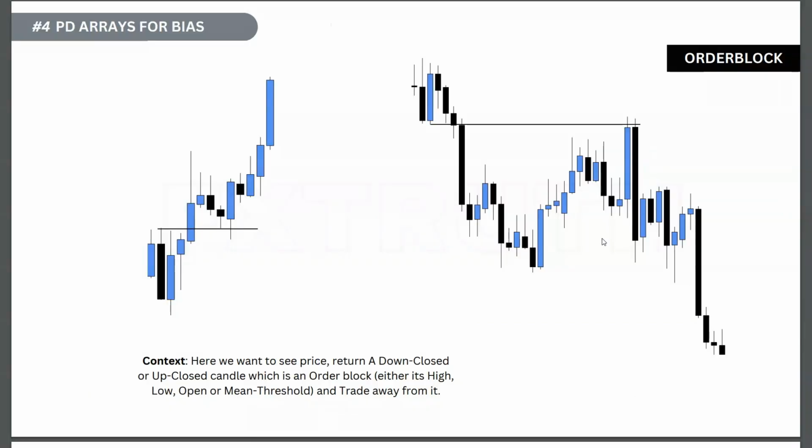So next is the order block. Here we want to see price return to a down close candle or up close candle, which is an order block. I want to see price reach for either its high, low, open or mean threshold and trade away from it. So let's see examples on the chart.